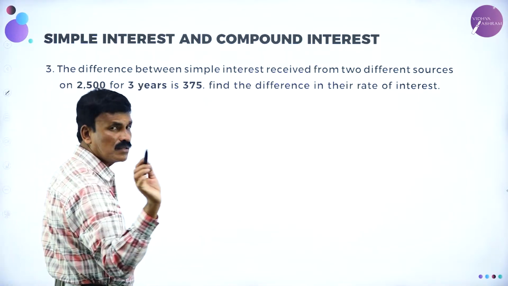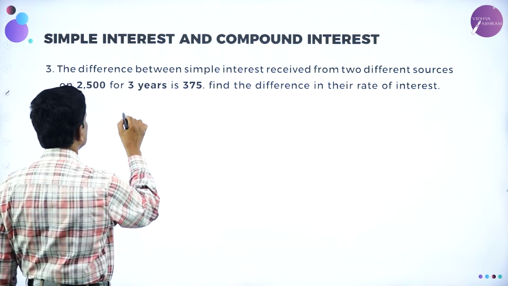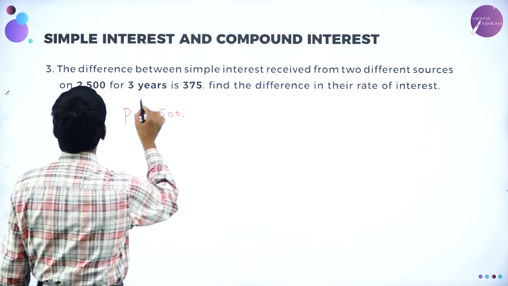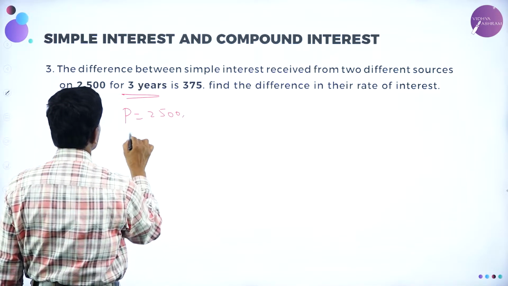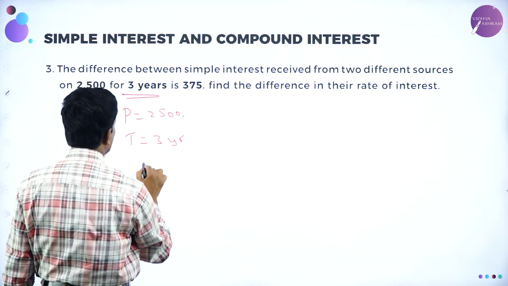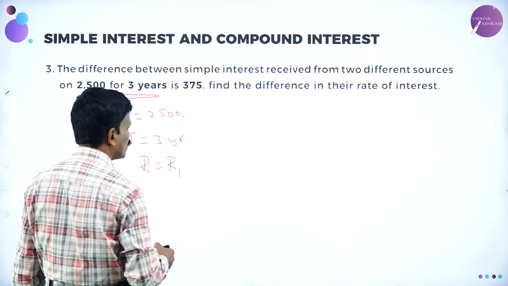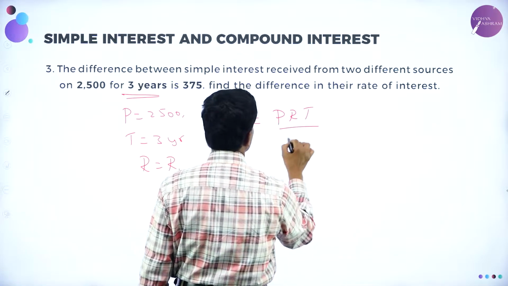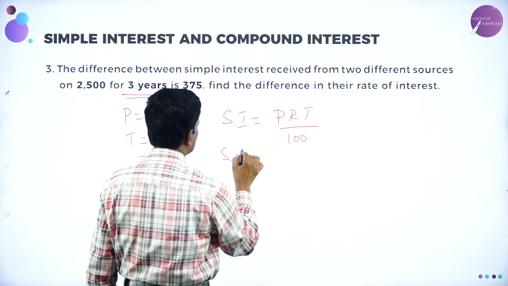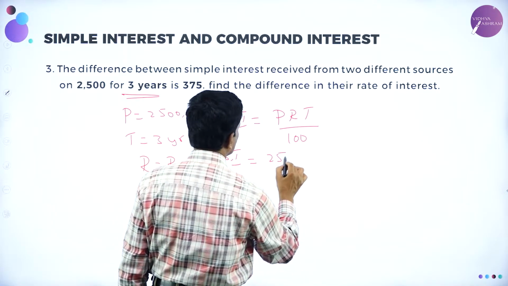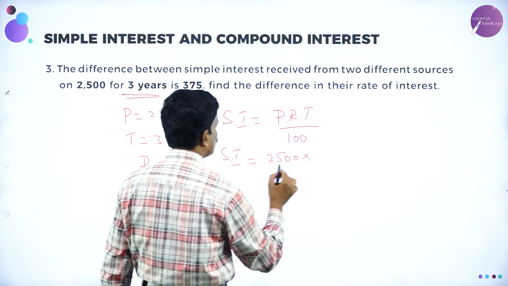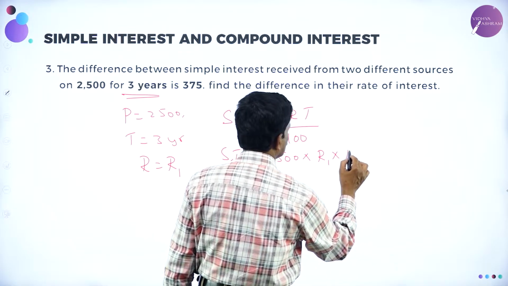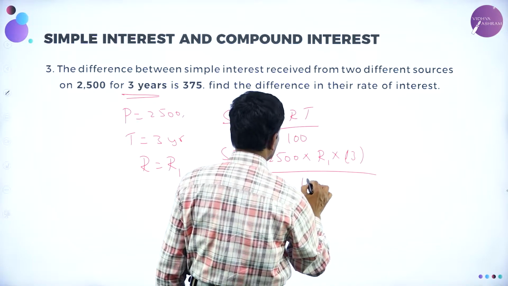What is given here? Let us come to the solution. The principal is given as 2,500 and the time is equal to 3 years, and let us consider R is equal to R1. Now calculate the simple interest. Simple interest is equal to PRT divided by 100. So the simple interest is equal to principal 2,500 into rate of interest R1 into time taken T equal to 3 years, divided by 100.